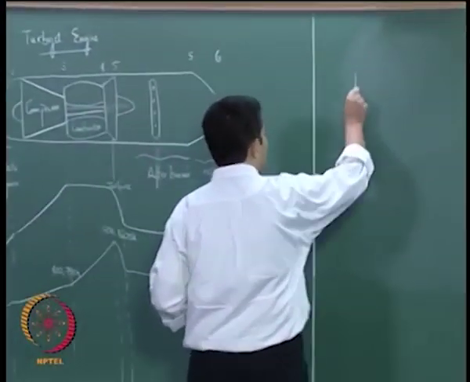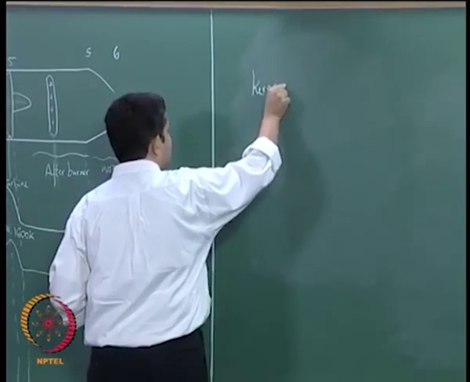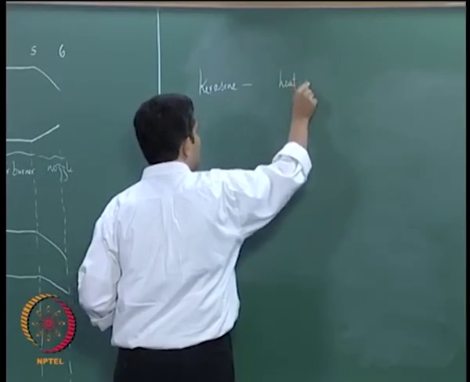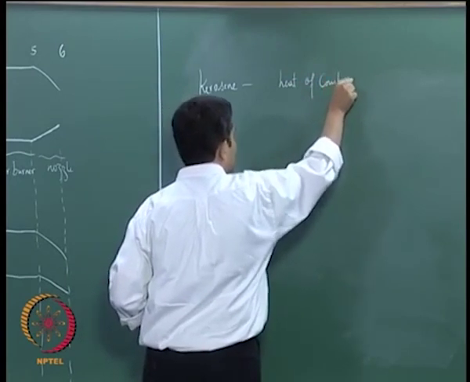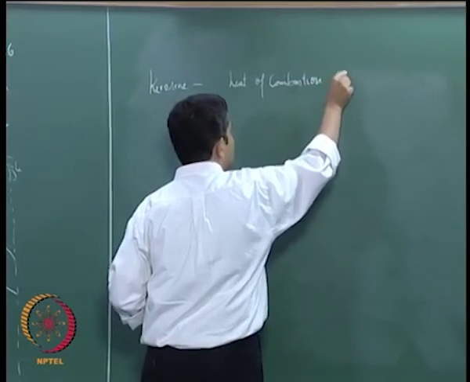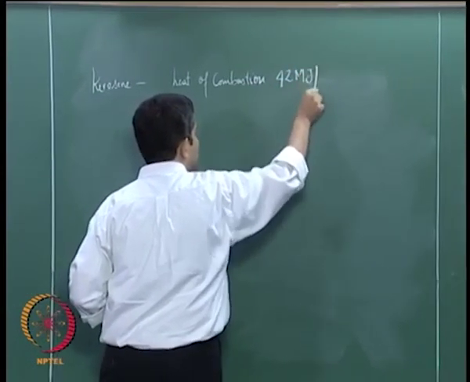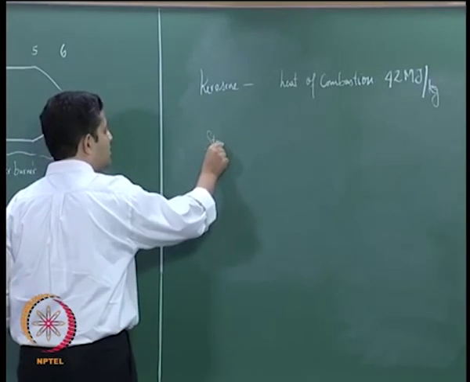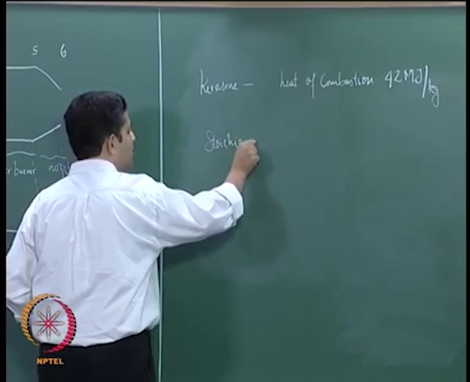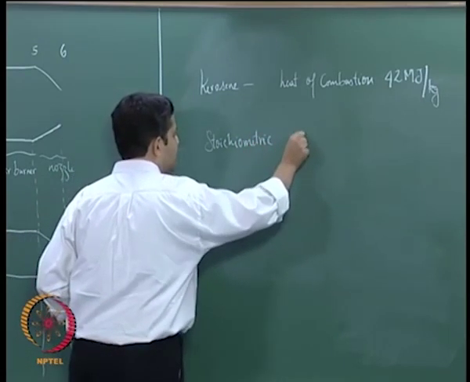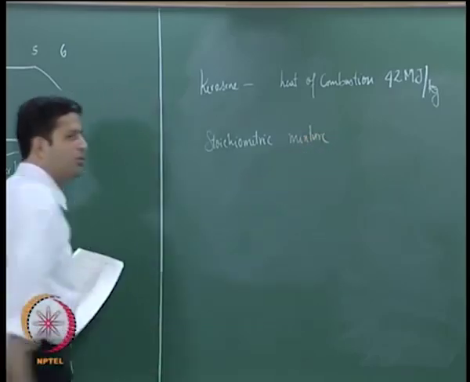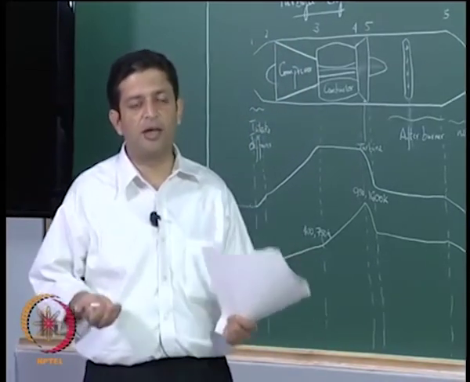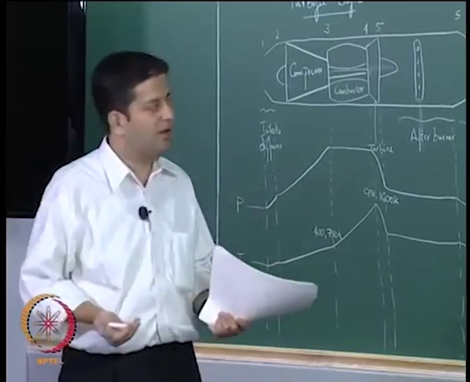So, kerosene is used and it has heat of combustion of 42 megajoules per kg. And what we know as stoichiometric mixture. What do we mean by this? What do we mean by stoichiometric mixture? It's the right amount of fuel and air that is required, or it's the amount of air that is required for complete combustion of the fuel.